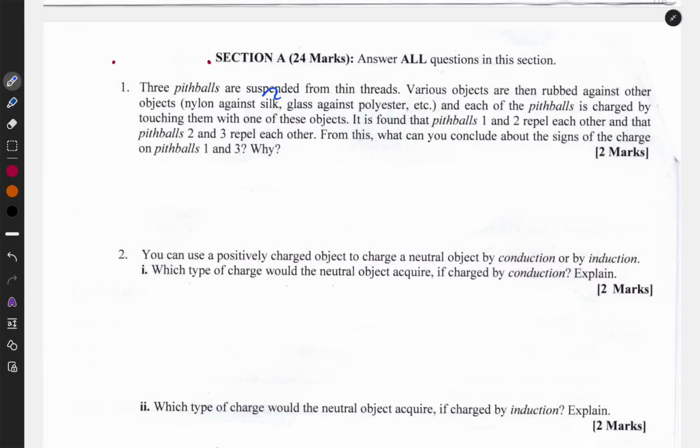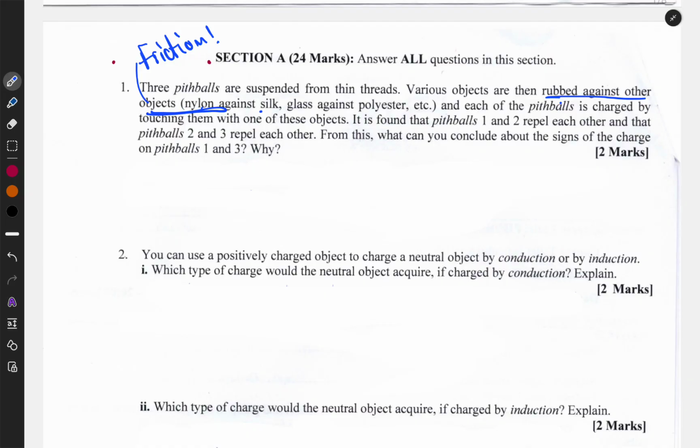All right, so it says now, three pith balls are suspended, and various objects are rubbed against each other. What is happening here? This is charging by friction. So we know that when you rub two objects against each other, one will end up being positive, the other negative. For example, here we have nylon against silk. Nylon is a rod. Silk is a cloth.